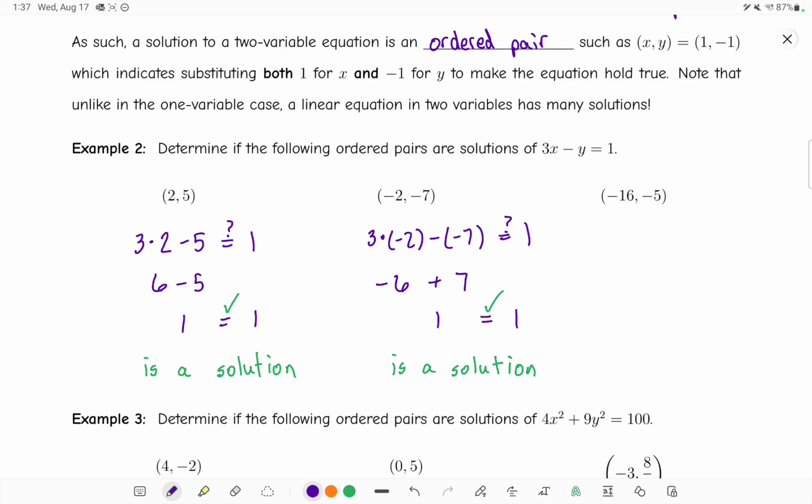And then finally, for (-16, -5), 3 times -16 minus -5, does that equal 1? 3 times -16 is -48, minus a negative 5 is plus 5. -48 plus 5 is -43. That does not equal 1, so this is not a solution.